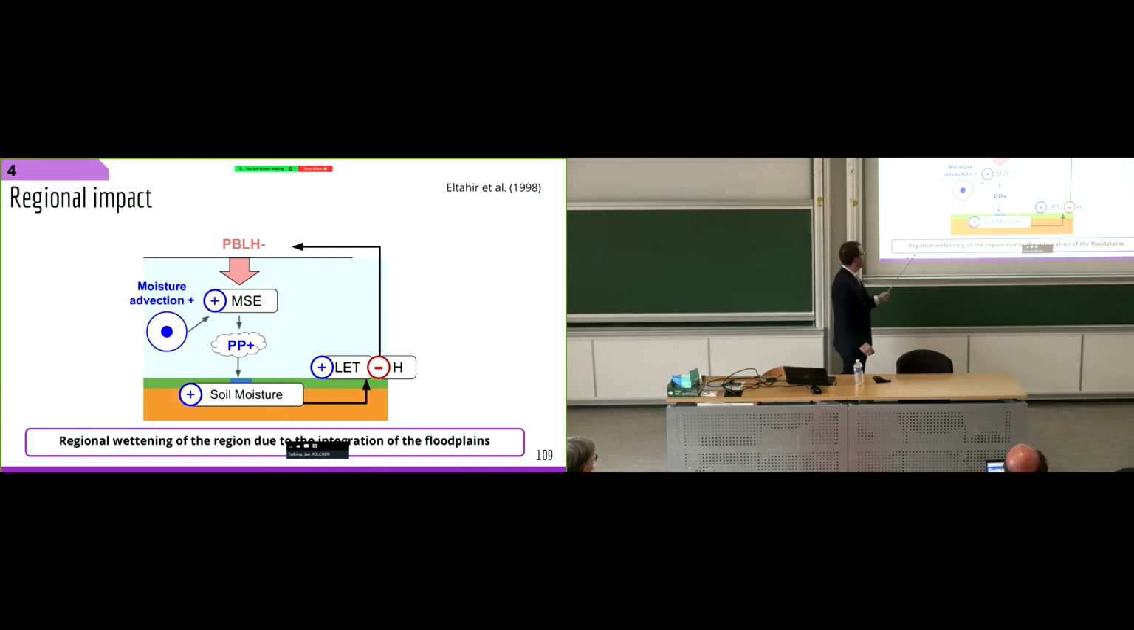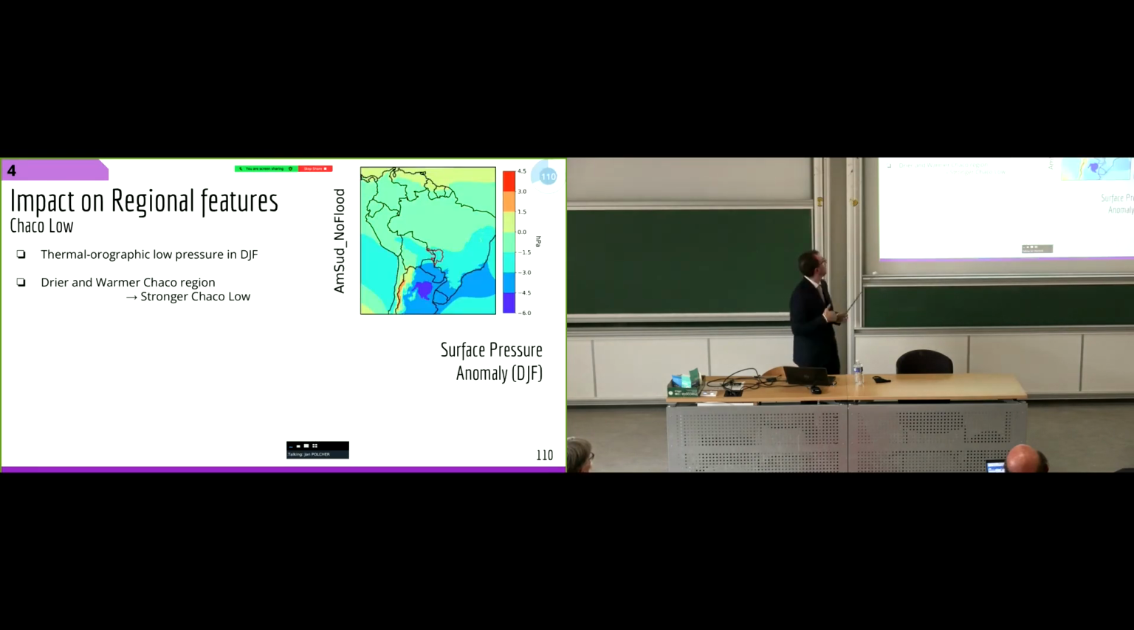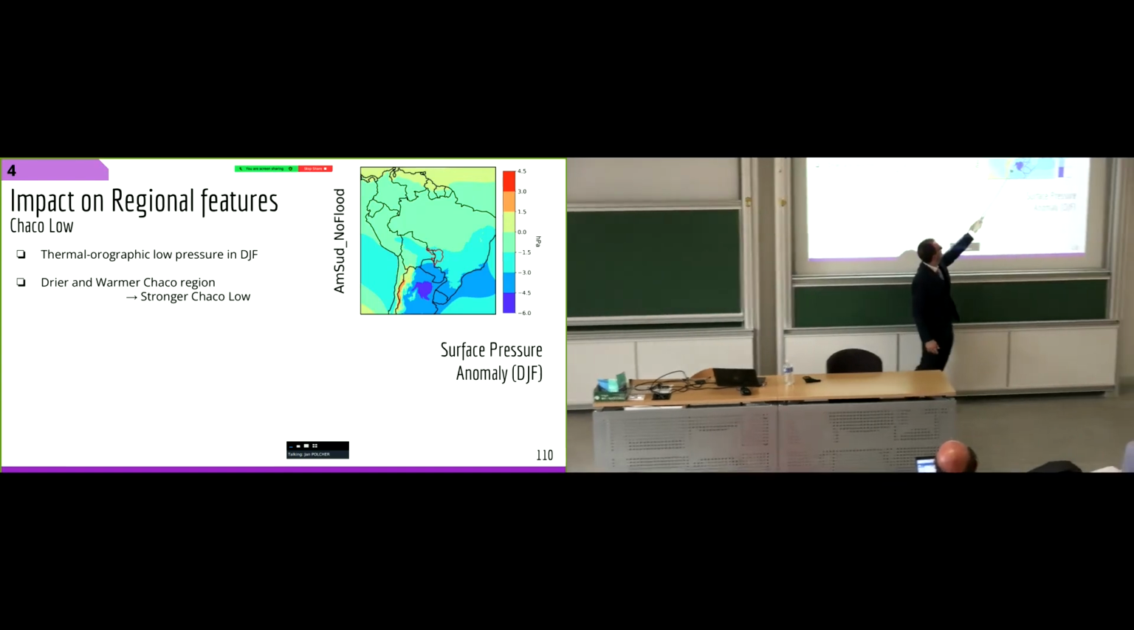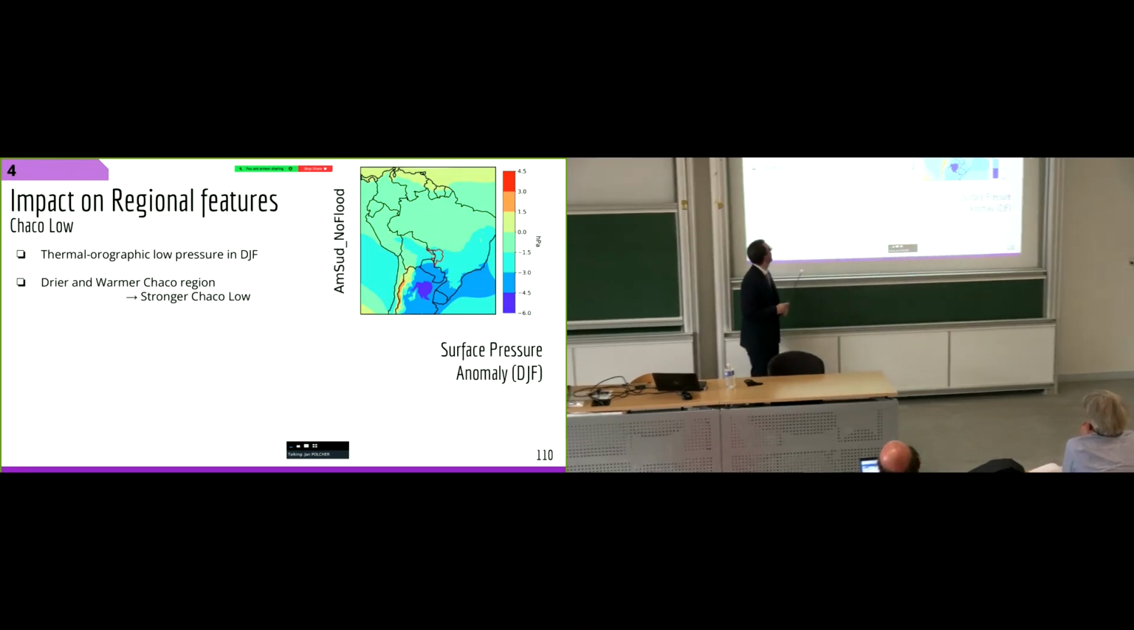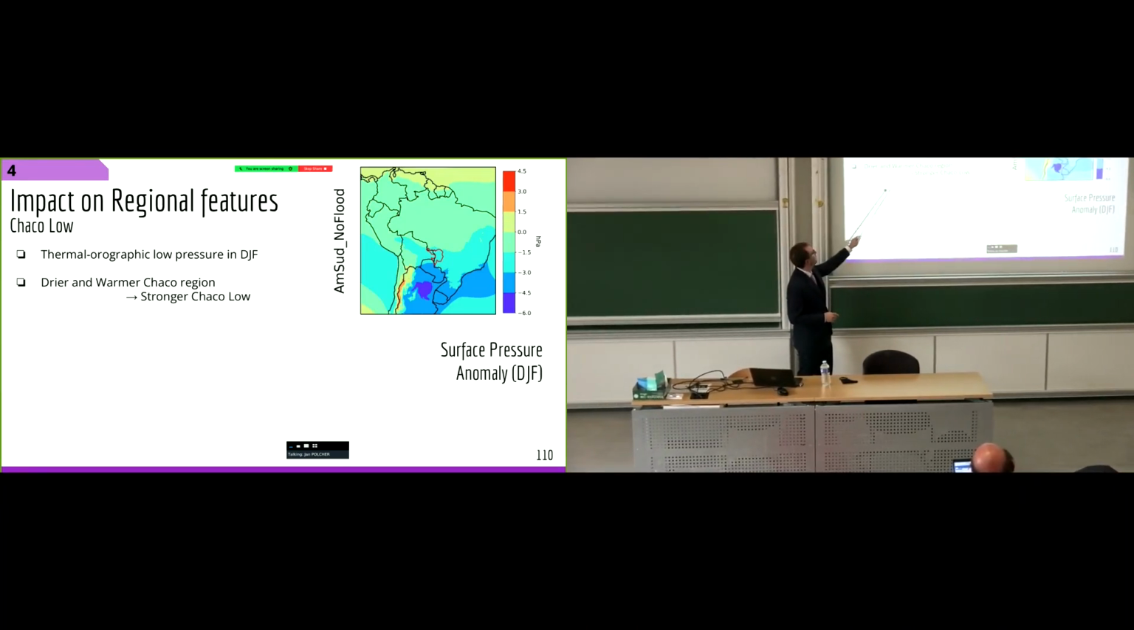So we have a regional weakening of the region, which is due to the integration of the floodplains in the model. And we can also look at some other regional features, such as the Chaco Low. The Chaco Low is a thermal orographic low pressure that occurs between December and February. It's located in North Argentina and Paraguay. You can see it here with the surface pressure anomaly. And basically, the drier and warmer the Chaco region is, the stronger the Chaco Low is.